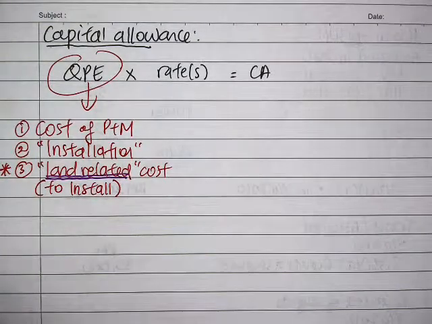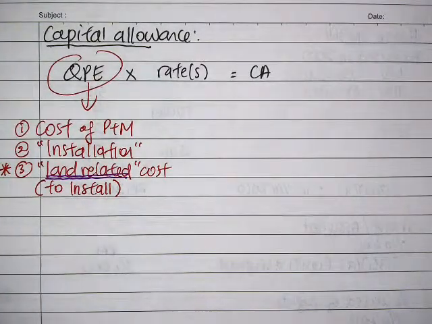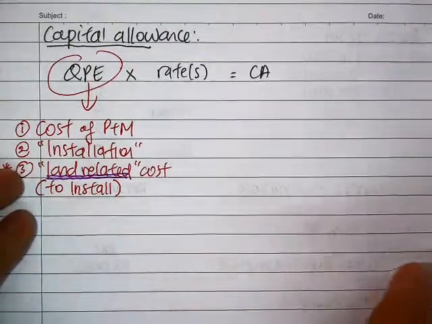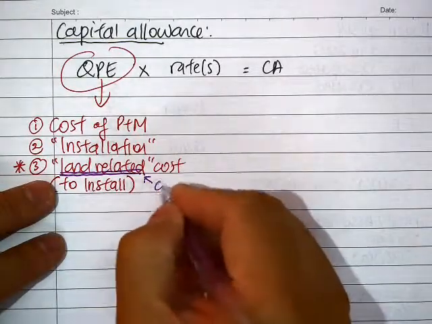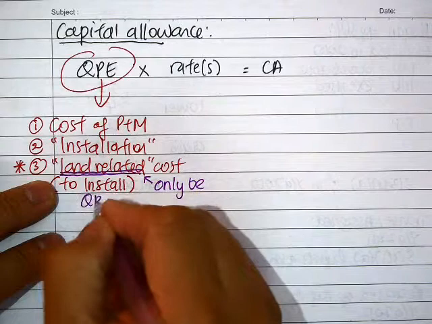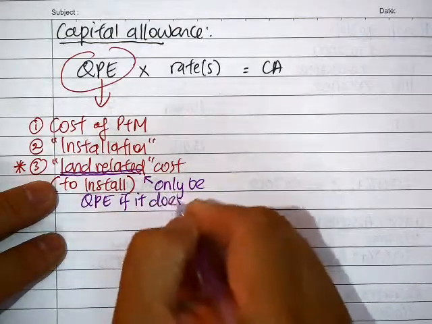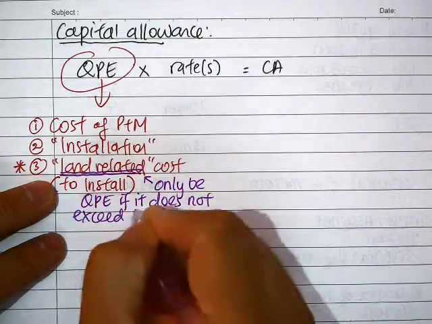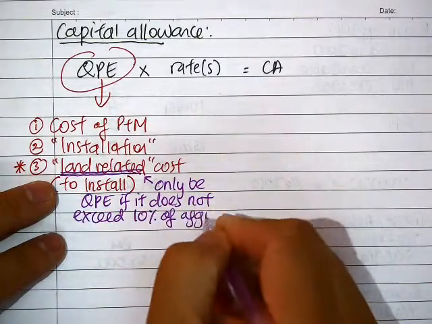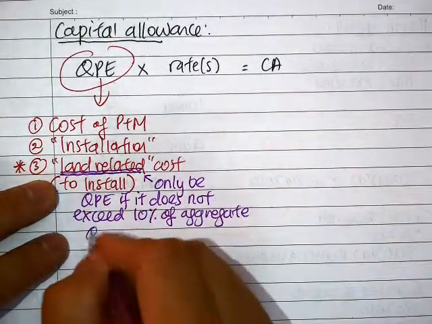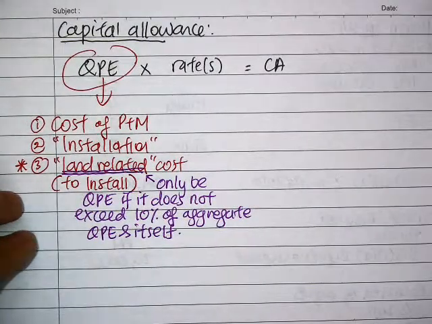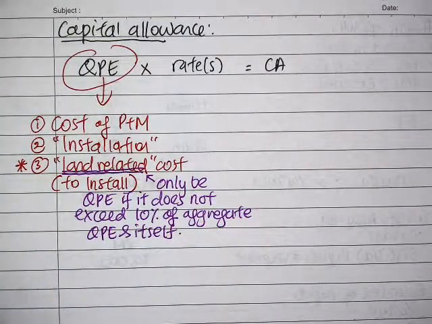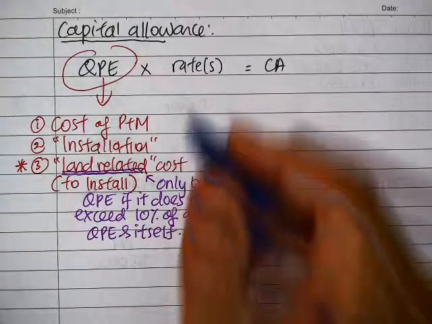Okay, now again, why do you do that? Because you need a site so that you can install the asset. Now, but this one is not automatically qualifying. There's a formula that you must test first. So the formula is it will only be qualifying if it does not exceed 10% of the aggregate QPE and itself. Okay, that's the formula. Alright, so it must not exceed 10% of the aggregate QPE and itself. Okay, see that later.